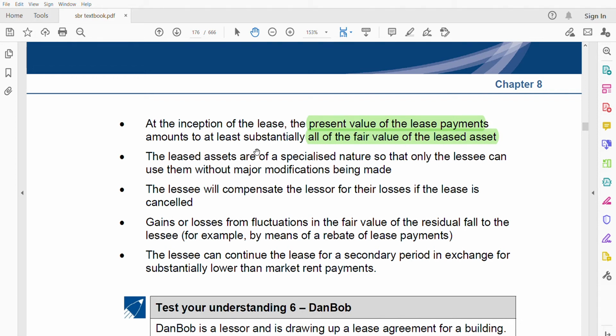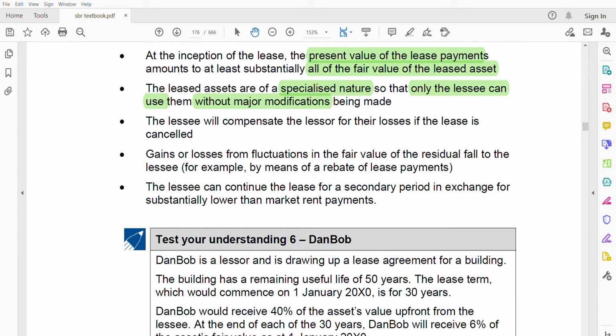Leased assets are of a specialized nature so that only the lessee can use them without major modifications being made. Specialized nature, and only the lessee can use it without major modifications being made. Why is this a finance lease? See, if it is of specialized nature and only the lessee can use it, don't you think it's better for the lessee to buy that asset at the end of the lease term?